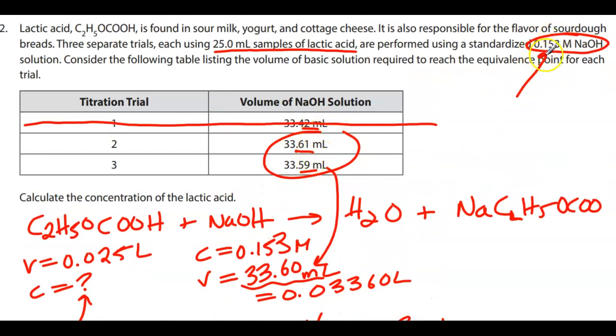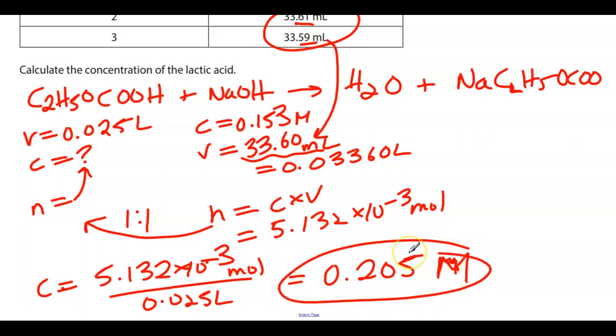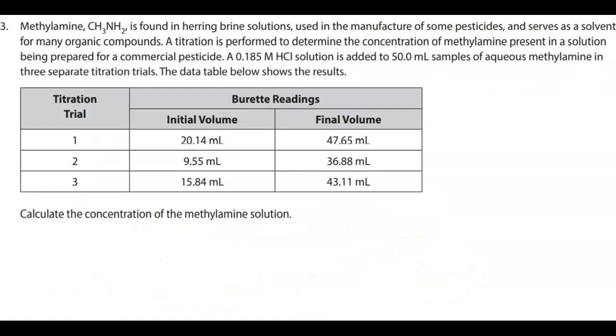But because we have the concentration 3, which is lower, we would report this to 3. So 0.205 moles per liter. Oh my gosh, my M there. Okay. This third one is literally identical to the one we just did.